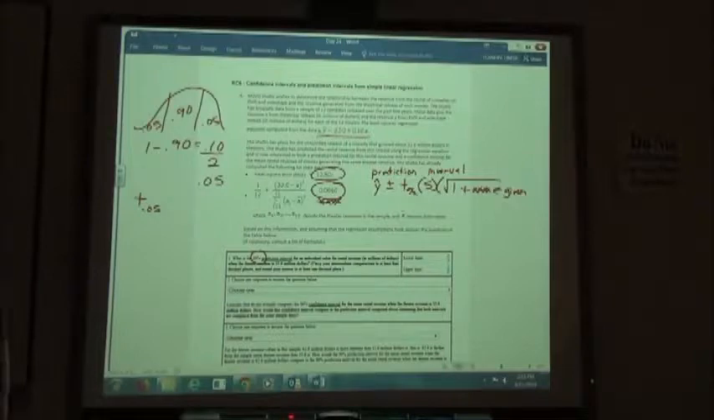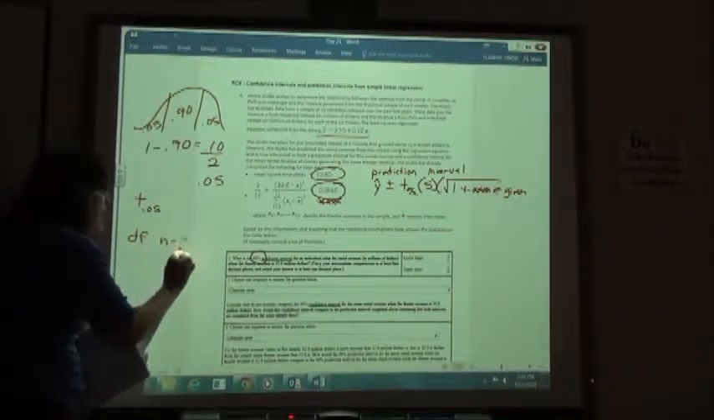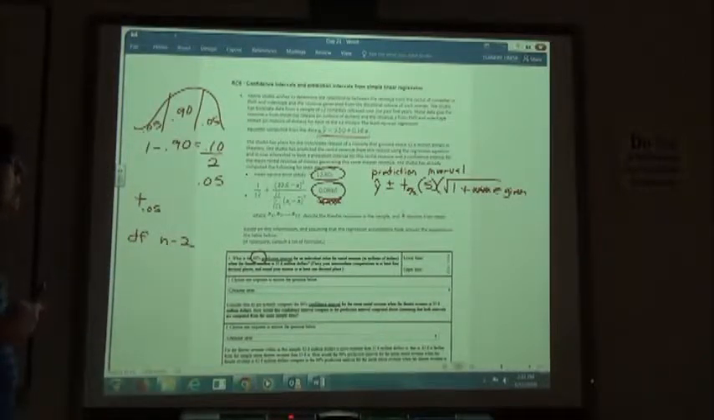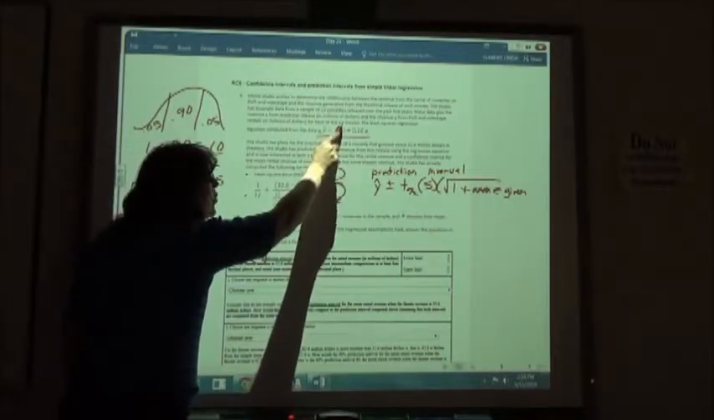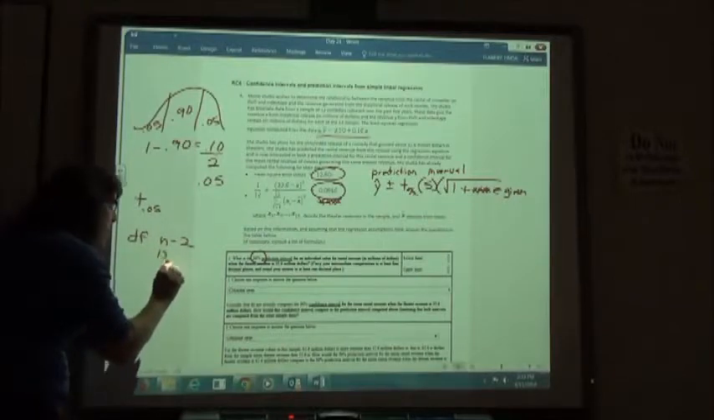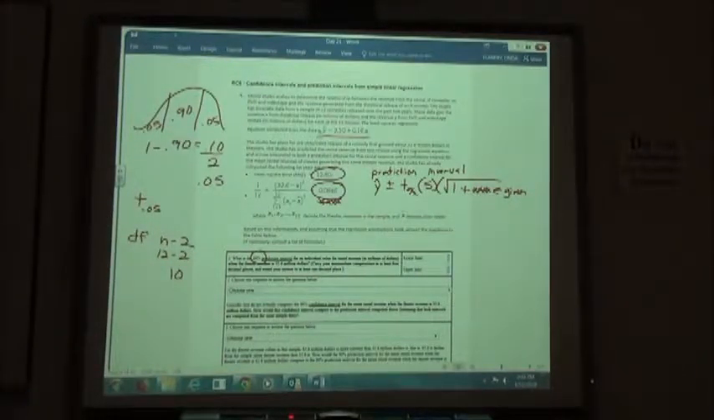Now we know that on our t value, we also have to do the degrees of freedom. The degrees of freedom on these problems are going to be n minus 2. N, how many comedies in this case? How many movies did we do? We did 12. So 12 minus 2 means we're going to have 10 degrees of freedom.